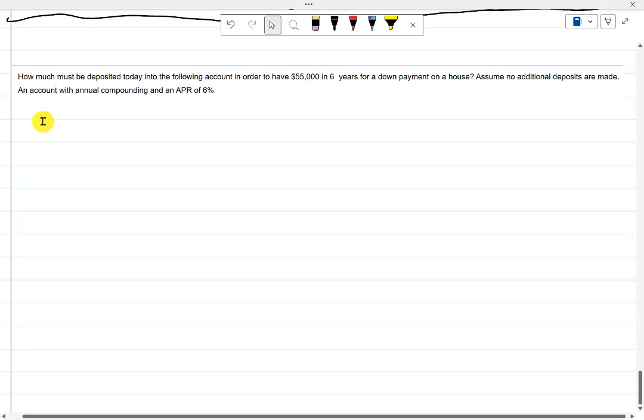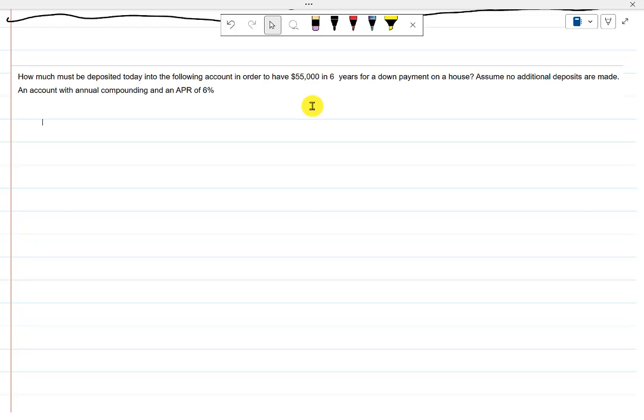Here's a fairly reasonable question to ask. Let's say you want to deposit money into an account so that it grows to a specific amount that you can one day withdraw and have more money. So how do we do it? Let's take a look here. We've got $55,000 is how much we want. We want to do it in 6 years.